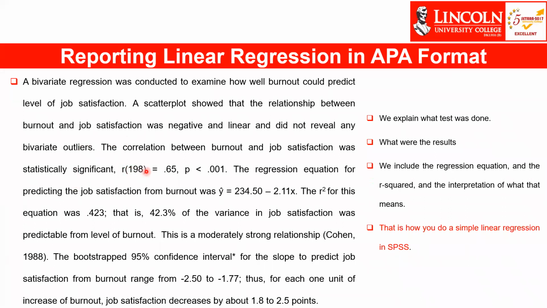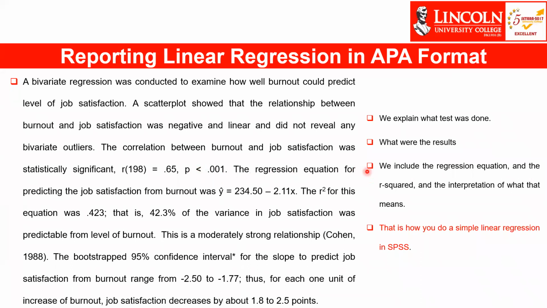Then you put this value. This value you also get from the table. That's the correlation. Then also, of course, this is the correlation with 0.65, and your P is less than 0.001. Remember, your P is 0.000.